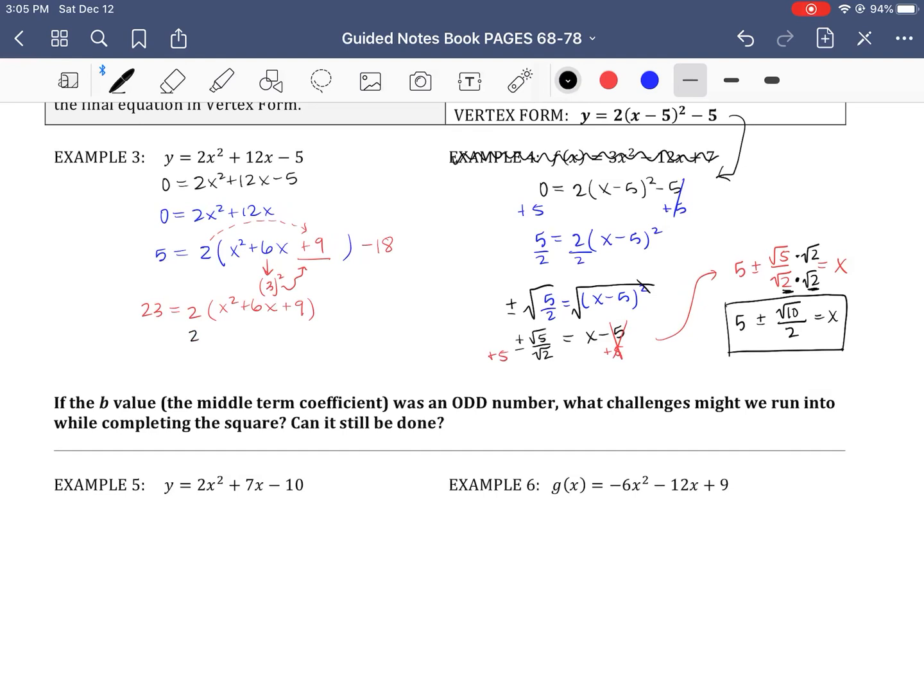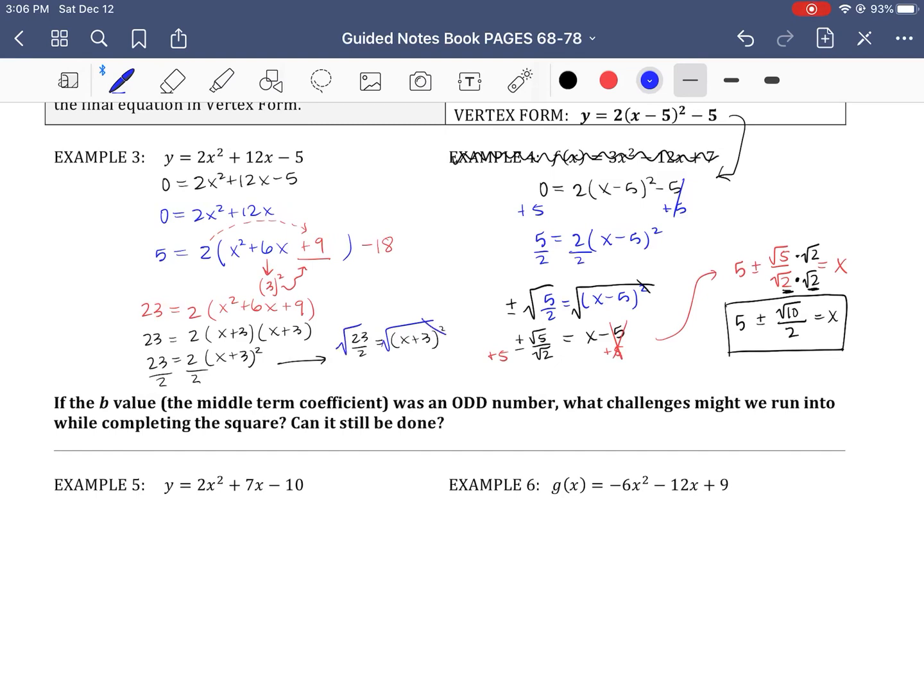Then we keep solving here. Again, we're just completing the square. So we've got x plus 3. I'm going to write out every step, though we could skip a few here. We get 23 is equal to 2 times x plus 3 quantity squared. We could divide by 2. And we get 23 over 2 is equal to x plus 3 squared.